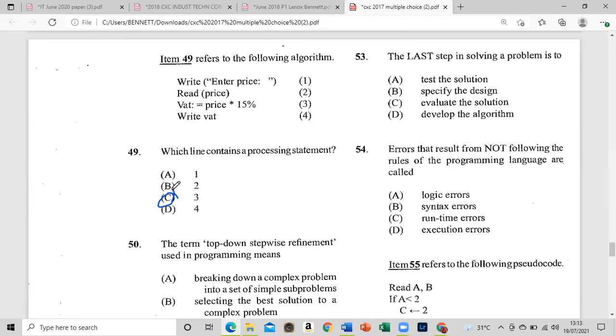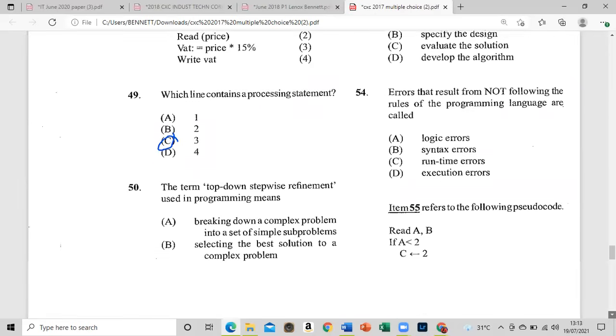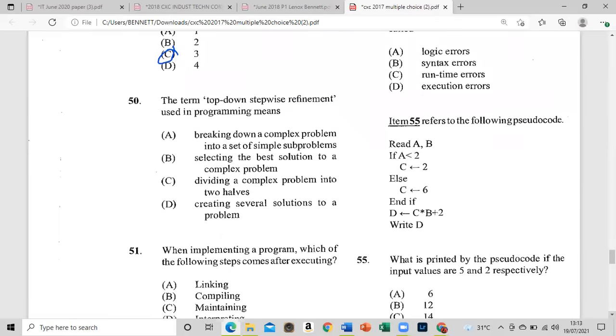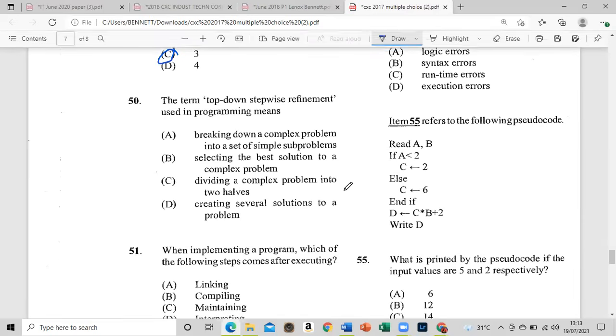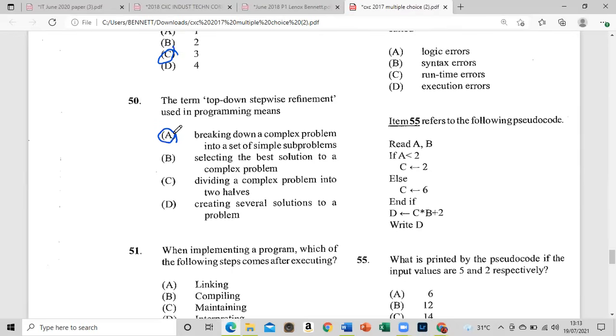Let's just look at number 50. The term top-down stepwise refinement used in programming means A, break down a complex problem into a set of simple subproblems, or B, select the best solution to a complex problem, dividing a complex problem into two halves, or creating several solutions to the problem? So that is A, to break it down into simpler form. Let's move on to 51.